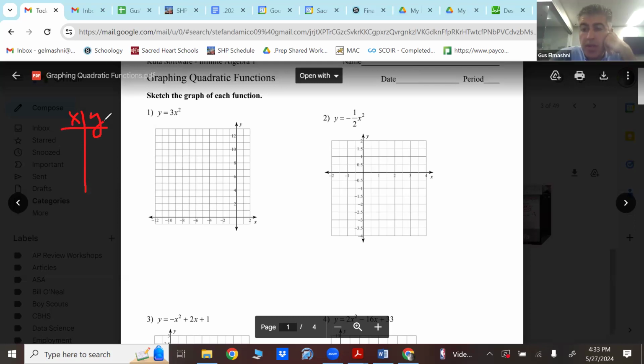So, it's an xy table. If you plug in 0 for x, I get 0. Plug in 1 for x, I get 3. Plug in negative 1 for x, I also get 3. And you just plot the points and you're good.